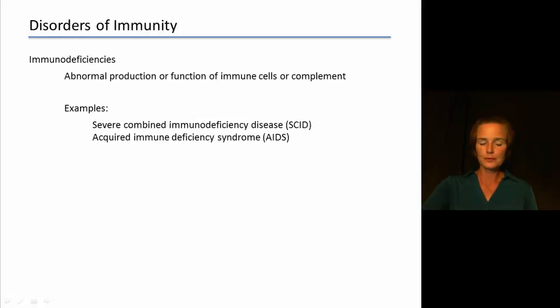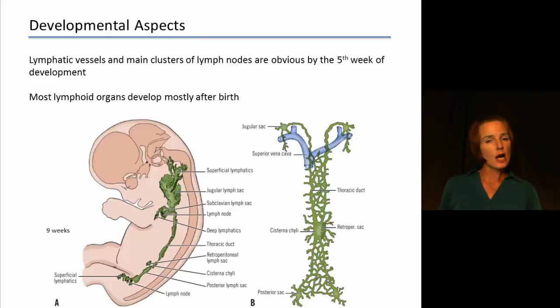If we finish up talking about just a couple key points of development of the lymphatic system, the lymphatic vessels and the main clusters of lymph nodes, these are going to develop very early during embryo development. So by the 5th week of development, it's very obvious that we can see these clusters and these lymphatic vessels. And then most of the lymphoid organs, they're going to develop after birth, and that's really shortly after birth.